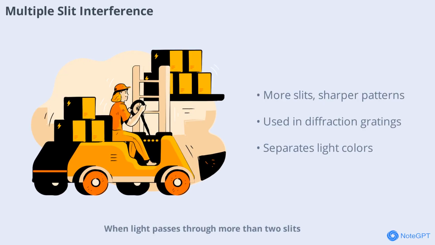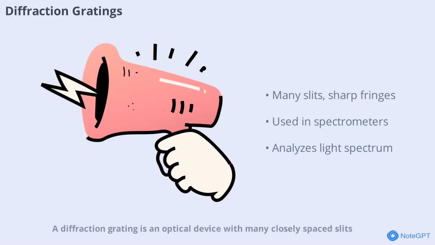When light passes through more than two slits, the resulting interference pattern becomes even more complex and sharp. Devices like diffraction gratings use this principle to separate light into its component colors, making them invaluable in spectroscopy and analytical chemistry. A diffraction grating is an optical device with many closely spaced slits. When light passes through, it creates a series of sharp, evenly spaced interference fringes. Diffraction gratings are used in spectrometers to analyze the spectrum of light, helping scientists identify materials and study atomic structure.